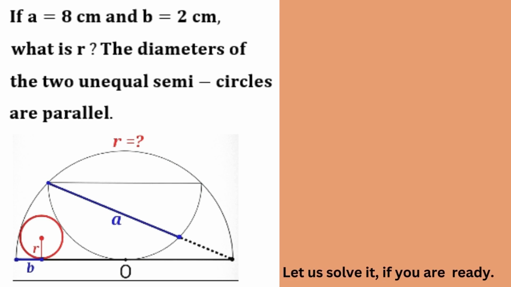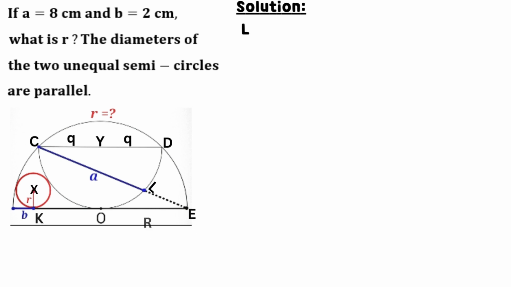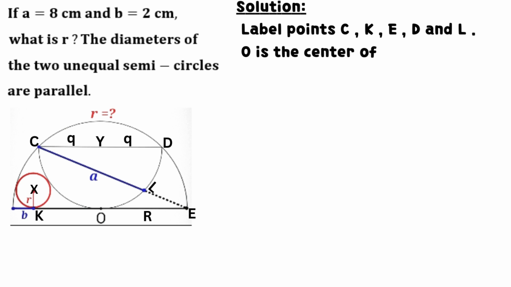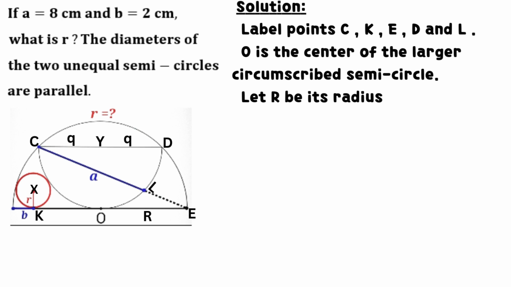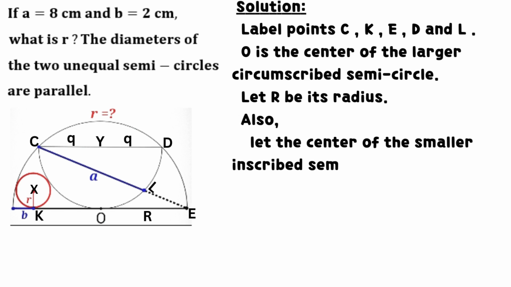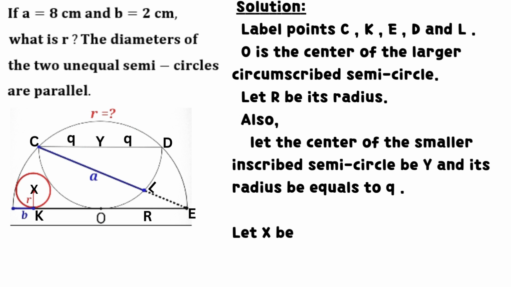What is the radius, r, of the inscribed red circle? Label points C, K, E, D, and L. O is the center of the larger circumscribed semicircle. Let its radius be r. Also, let the center of the smaller inscribed semicircle be y, and its radius be equal to q. Let x be the center of the red circle.